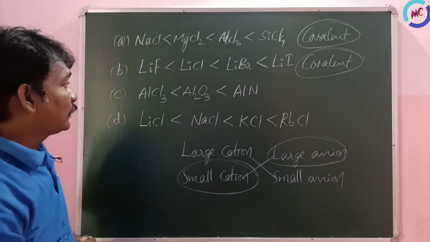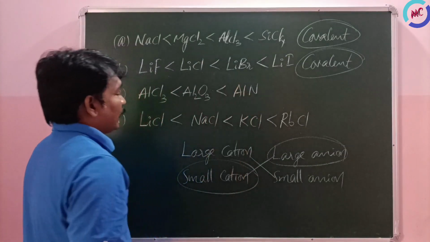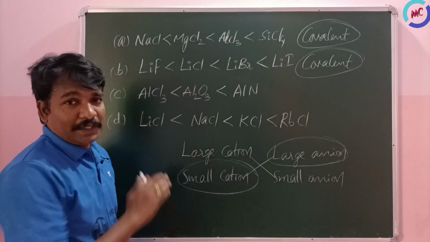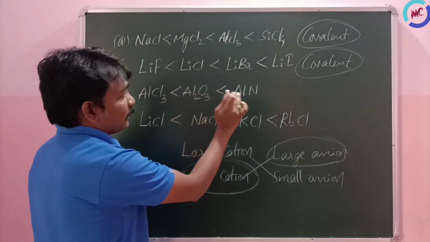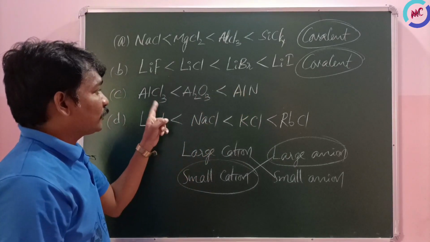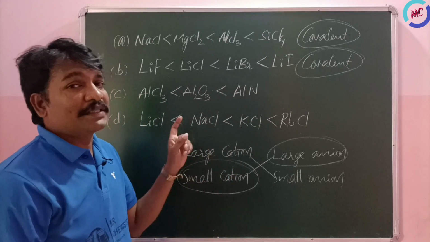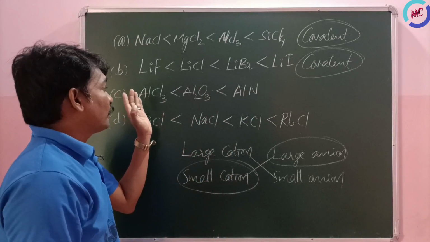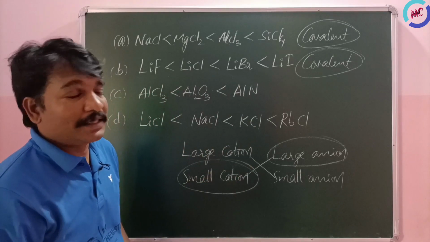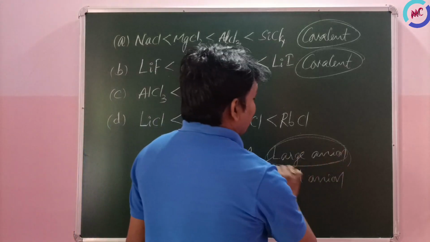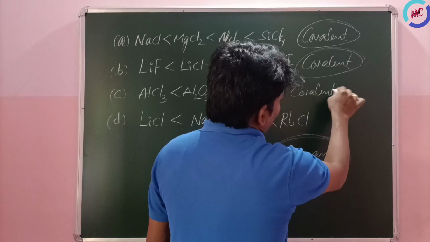Next, check third one, aluminum chloride, aluminum oxide, aluminum nitride. In case of these things, aluminum is common, leave that cation. Now, check this one, chlorine, oxygen, nitrogen. In case of this one, chloride ion, oxide ion, nitride ion. What is happening here? Here, from left to right, means chloride to nitride, the size of anion is increasing. Large anion results in covalent bond.